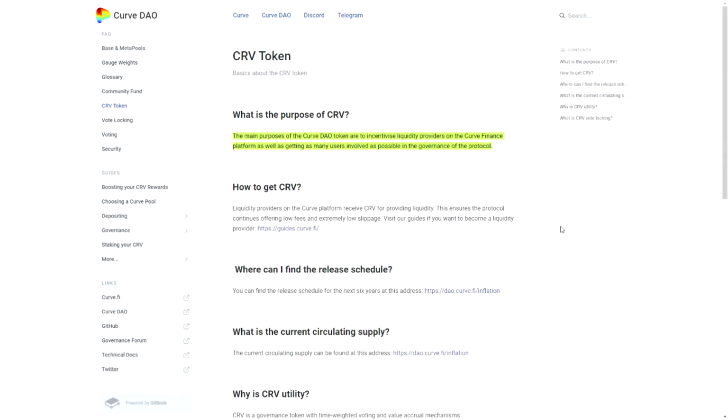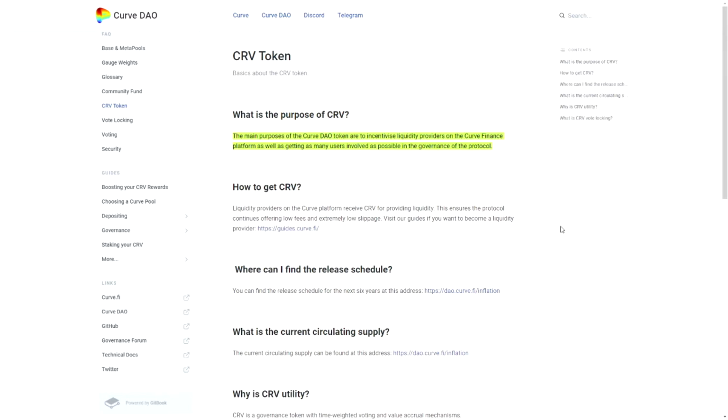Now, why is there a Curve token? Well, first of all, the Curve token is a governance token, and this was brought into existence by the launch of a DAO. If you want to know more about DAOs and how DAOs can be created, be sure to take a look at my video on Aragon. Aragon is a system that allows you to create a DAO very simply.